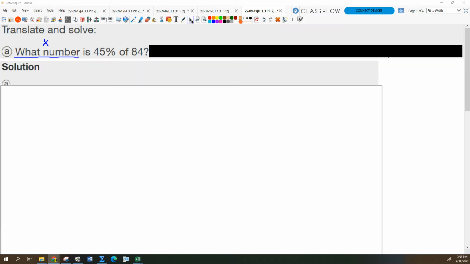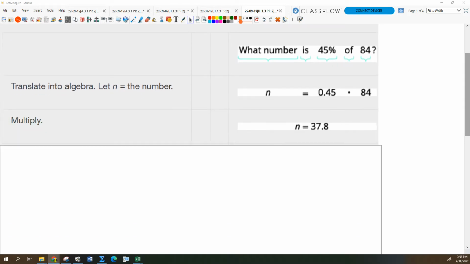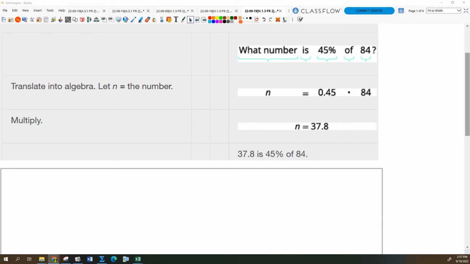If we look at this solution, they let n equal the number. I would call it x, but they call it n. That's fine. So what number, that's n, equals 45%, which is 0.45, of means times 84. If we're doing a percentage of, that means we're multiplying. We get an answer of 37.8. That's our answer. Give me one to five. That all makes sense?